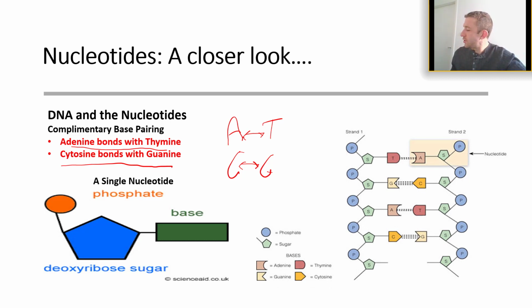So this is what's shown here. This here is our sugar phosphate backbone. These here are our complementary base pairings of nucleotides. So we've got our A and our T there, our C and our G here, and they're always joining together in this DNA molecule.